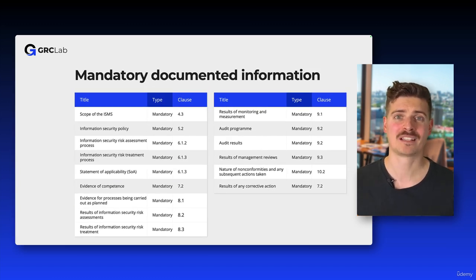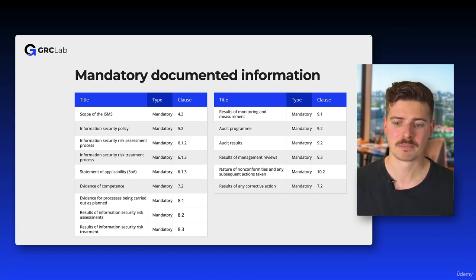Now, some of the documented information listed here are actual documents. For example, the scope of the ISMS or the information security policy as required by clause 4.3 and 5.2. These are standalone documents and everybody has an idea of what they should look like.